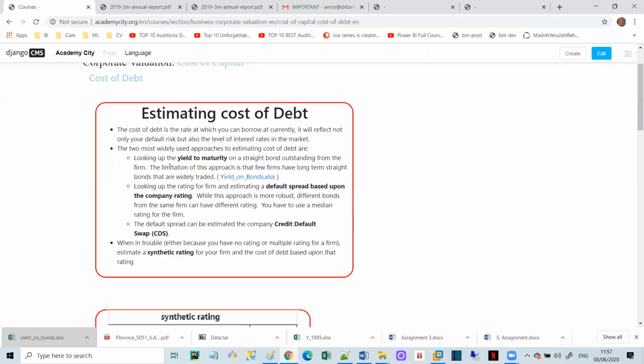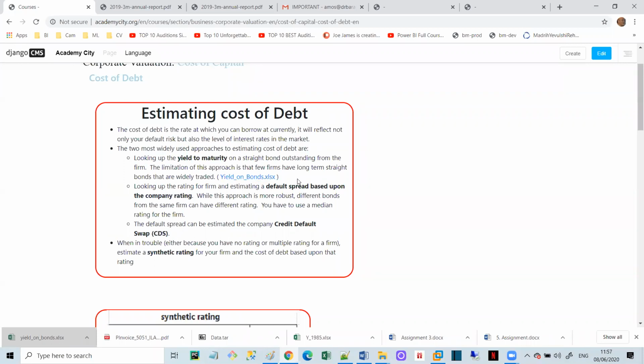By the way, that's what I said here: look up the yield and how to calculate the yield. You have a nice Excel here. Please go over it. This is really from your finance course, and now with the help of this video, you can really do it yourself. Very easy, okay?